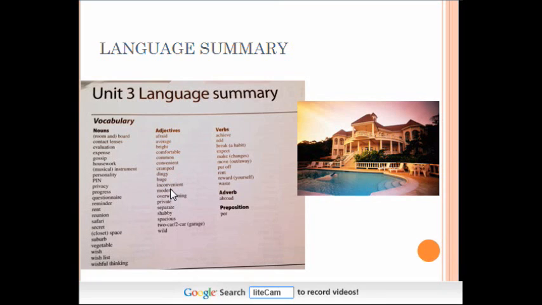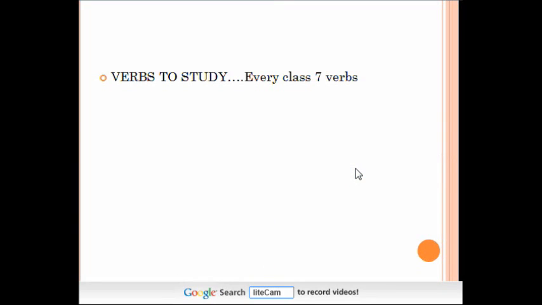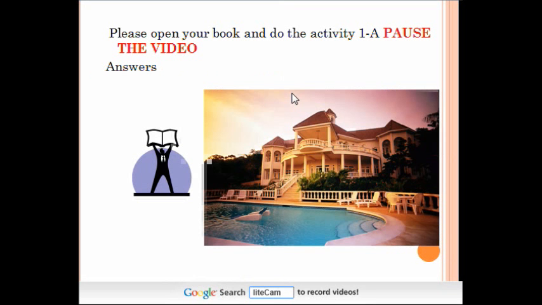Okay. Then we have the verbs, the nouns. Remember to check the language summary for Unit 3. Remember to use a dictionary if you need it, but these adjectives are very important for this unit, for houses, apartments, spaces. So don't forget it. Remember, every class we need to learn 7 verbs. It could be regular or irregular.